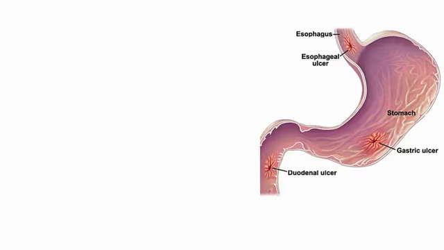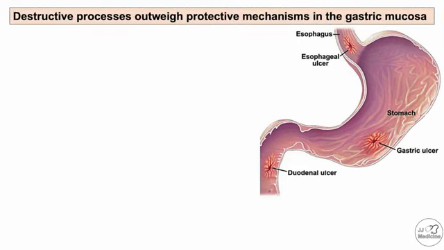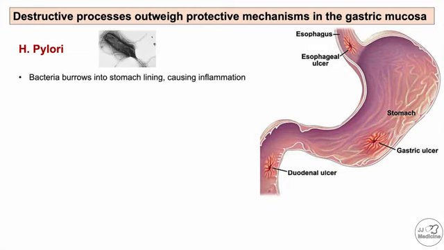Now let's talk about the pathophysiology behind the formation of an ulcer. An ulcer really forms because destructive processes outweigh protective mechanisms in the gastrointestinal mucosa, whether that be in the stomach or the esophagus or the duodenum. So the exact mechanism as to why this occurs depends on the cause. Now we're going to talk about the most common causes here. And by far, again, the most common cause is Helicobacter pylori infections. And the reason why a Helicobacter pylori infection causes gastric ulcers is because bacteria burrow into stomach lining, causing inflammation. And this prolonged inflammation can lead to ulceration.